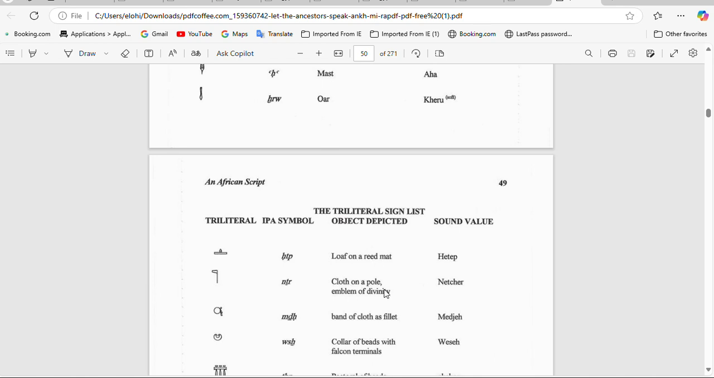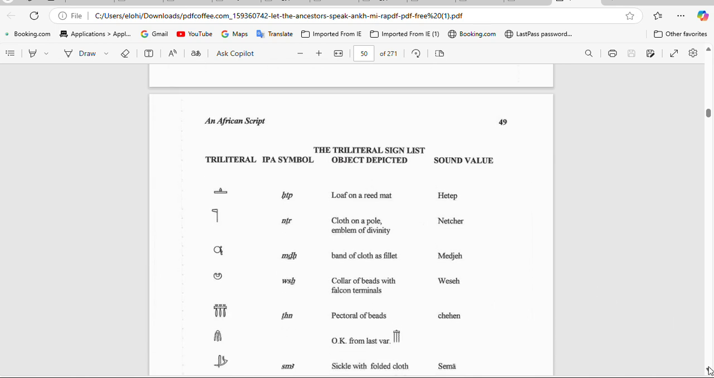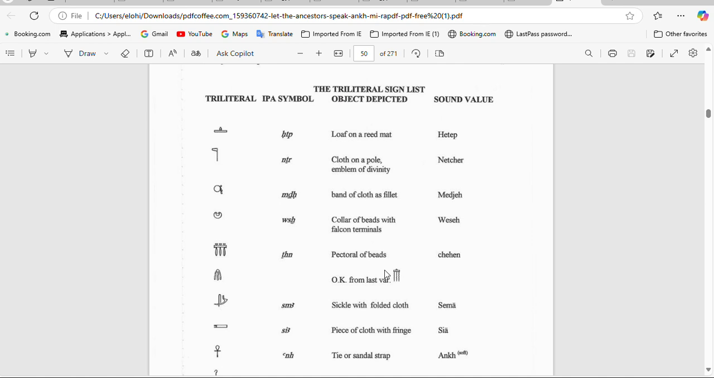Then you have necheru. Then after necheru, you have Majeh. Then you have this symbol here, which is wash, collar of beads with falcon terminals. Then you have a pectoral of beads, chehen.